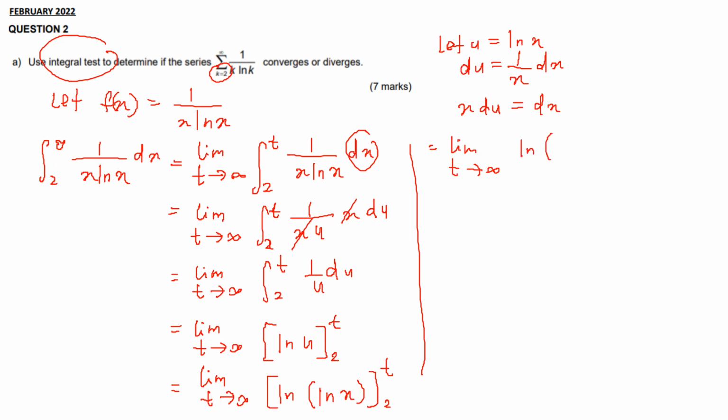So ln t minus ln 2. So you will get infinity. Okay, so by using the integral test for this series, your series diverges. Okay, diverge. By using the integral test, you can put the conclusion.